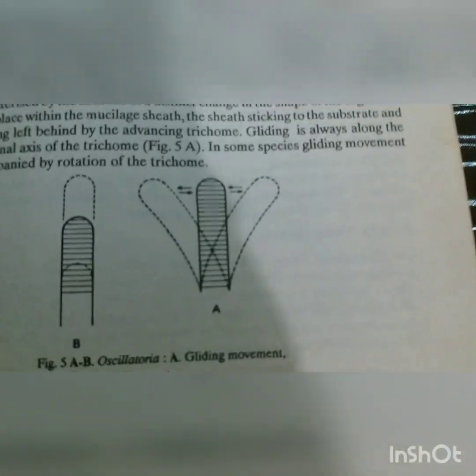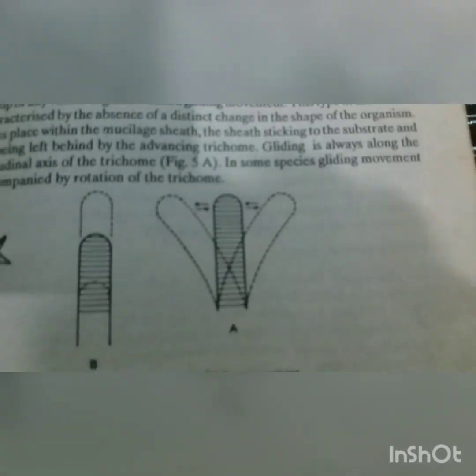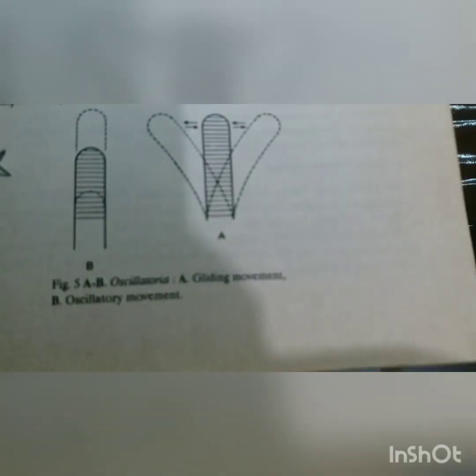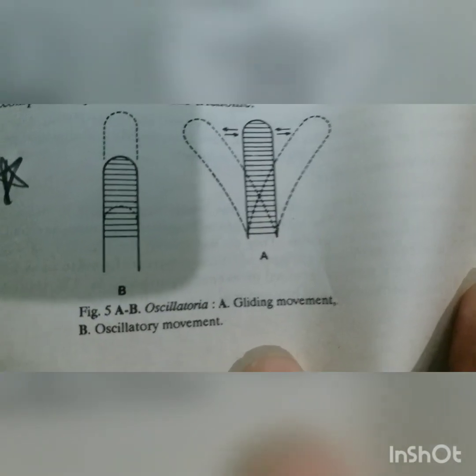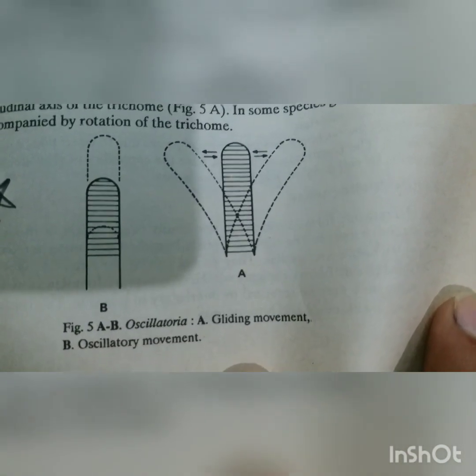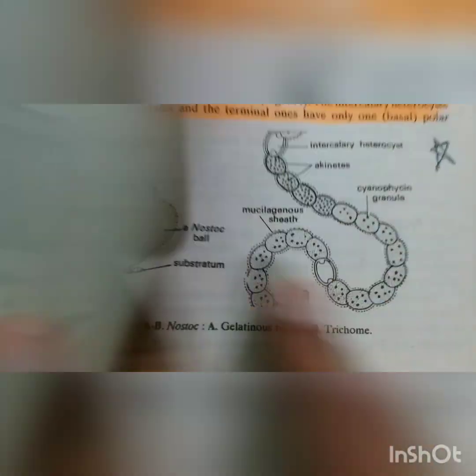I will show you the oscillatory movements. See, pendulum-like movements, and because of these movements, they are called gliding or oscillatory movements. A is gliding and B is the oscillatory.